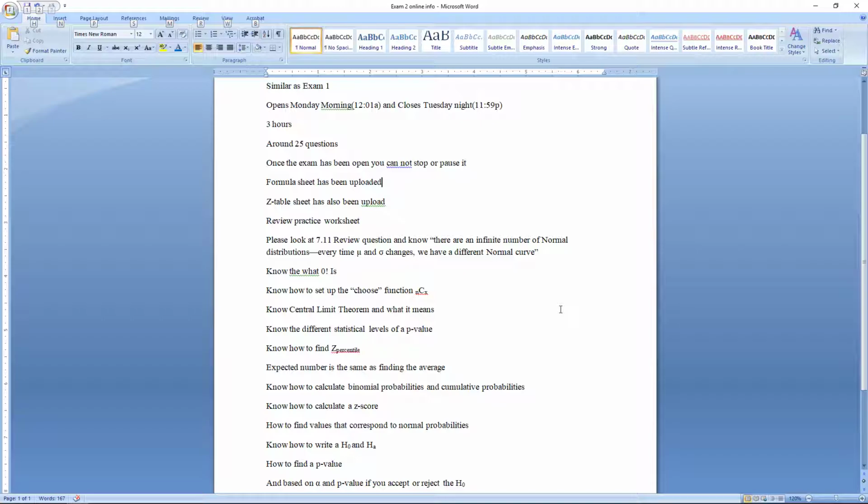Know the different statistical levels of a p-value. Know the difference between highly statistically significant, marginally significant, or not significant at all. Know how to find a z percentile. So when you have a z percentile, you'll have a z percentile number. You look up that number as the probability in the back of the book and find the z value associated with that number.